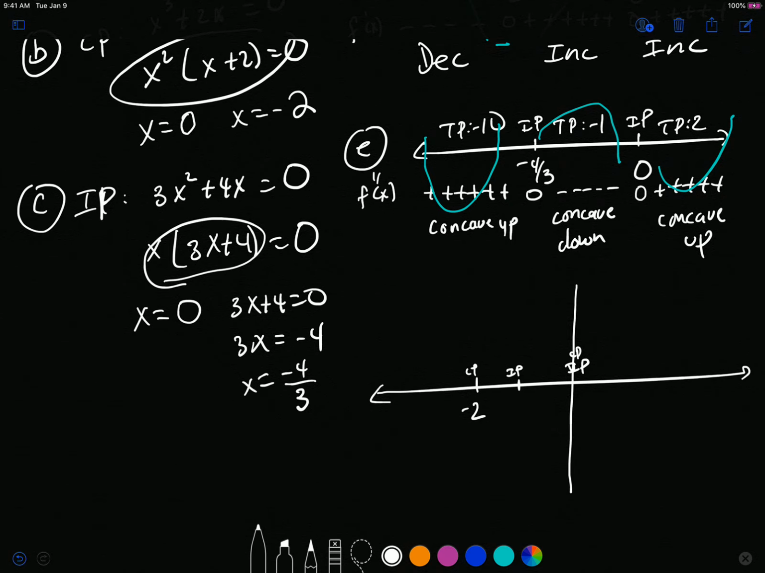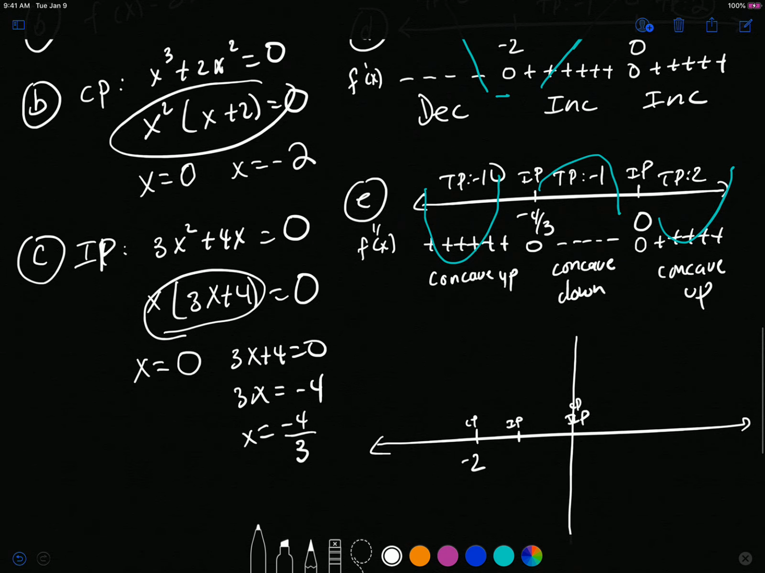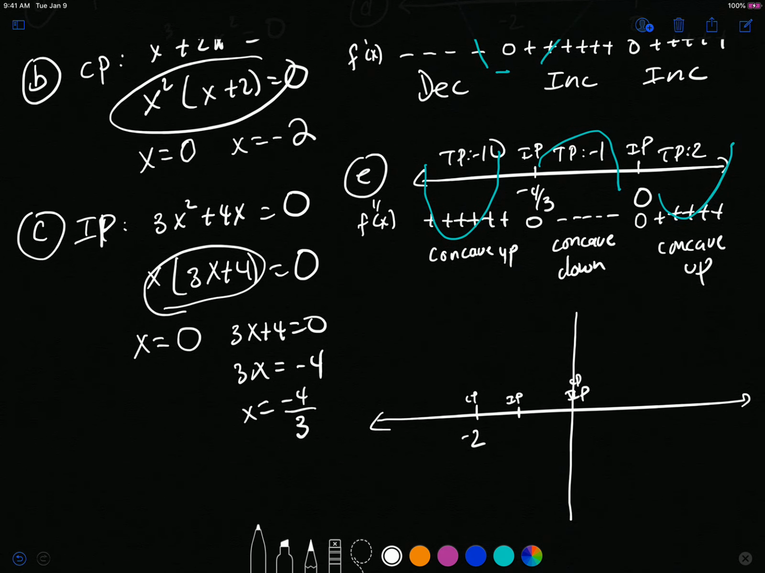And so the graph starts decreasing, but it's concave up. So the graph starts going down, but it is bending up. It switches right here, and then it makes a maximum right here. See right here, it's concave up, then concave down, and then it switches and it goes this way at 0, like so.